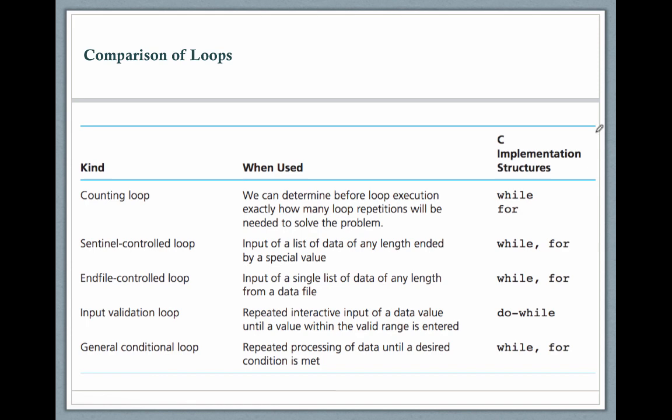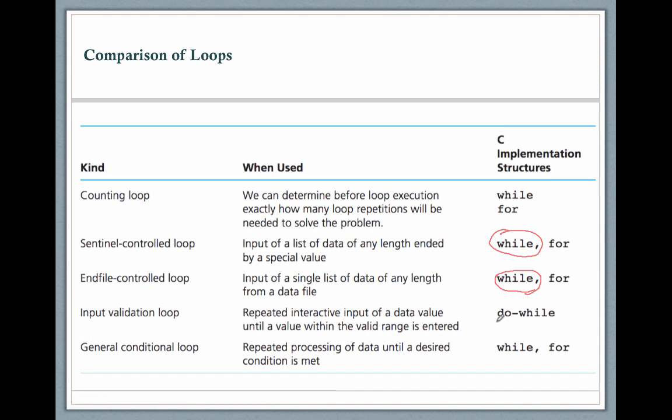In sentinel controlled loops, I would suggest that a while loop would be better, just by the structure and the way it works. End of file loops, I would also suggest a while loop for that. Input validation, this is a loop in which you repeat by interaction. Now sometimes you might want to use a while loop for this.